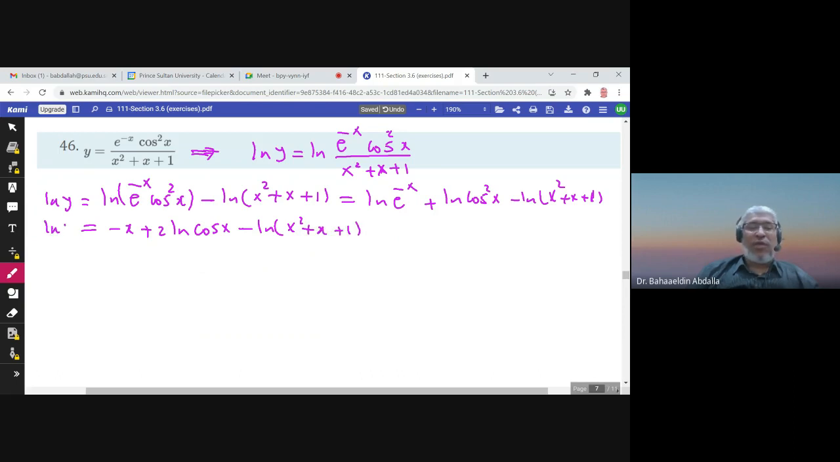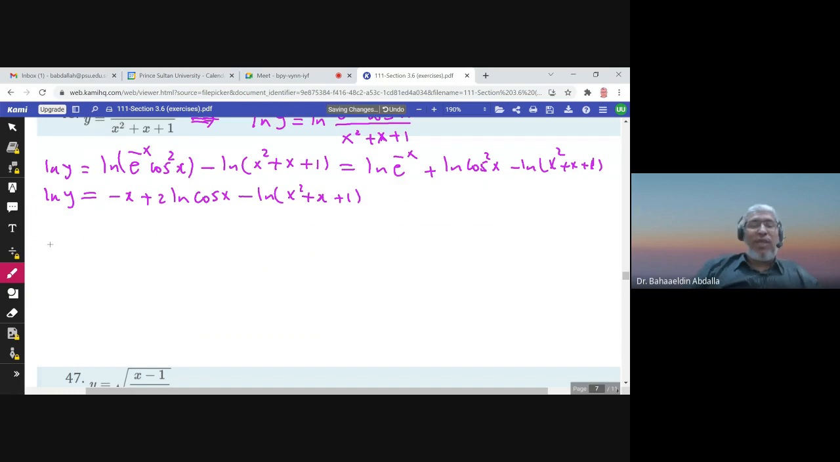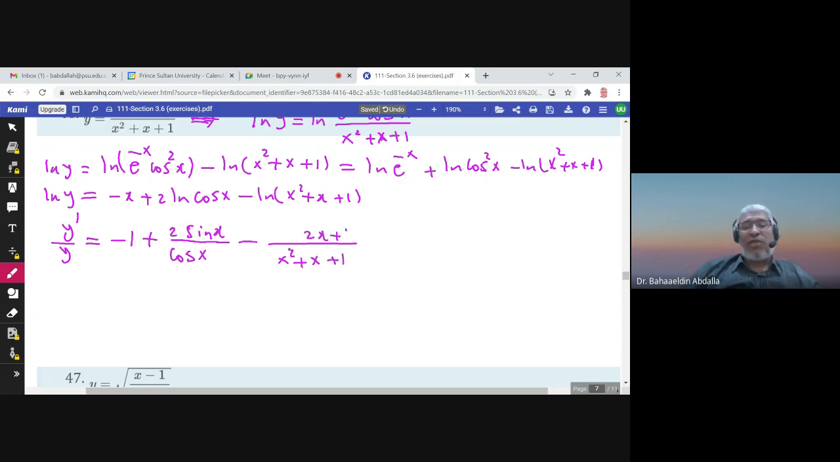This is ln y. We expanded. Now we find the derivative. Derivative of ln y is y prime over y. Derivative of negative x, negative 1. Derivative of 2 ln cosine is 2 times 1 over cosine x times the derivative of cosine, which is negative sine x. This 2 is the one here, okay? Minus 1 over x squared plus x plus 1 times 2x plus 1, the derivative of x squared plus x plus 1.